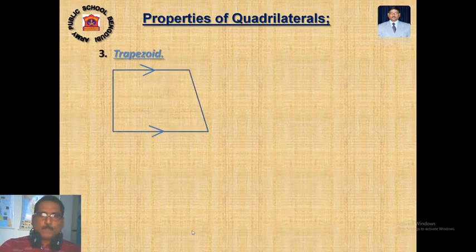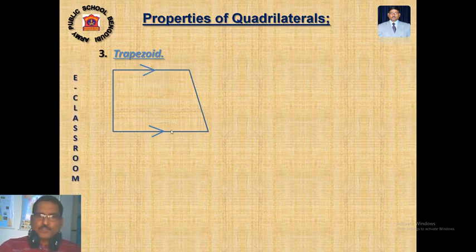Now next, trapezoid or trapezium. A quadrilateral with one pair of opposite sides parallel. This is parallel to this. And these are the non-parallel sides of the trapezium. Then the figure is called a trapezium. That quadrilateral is called a trapezium.